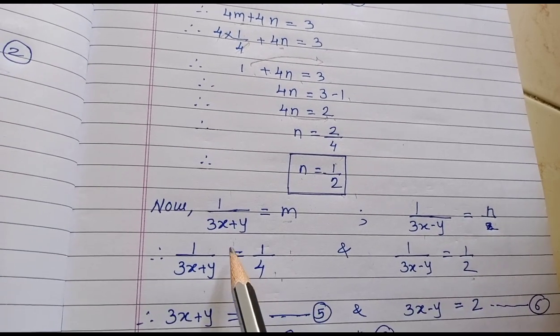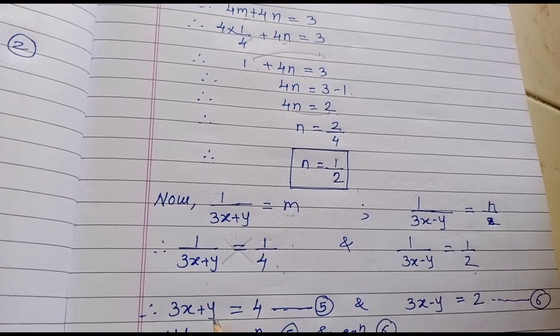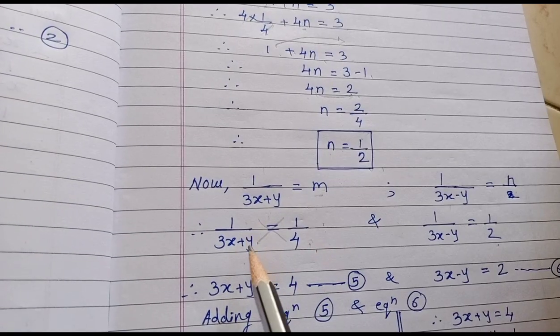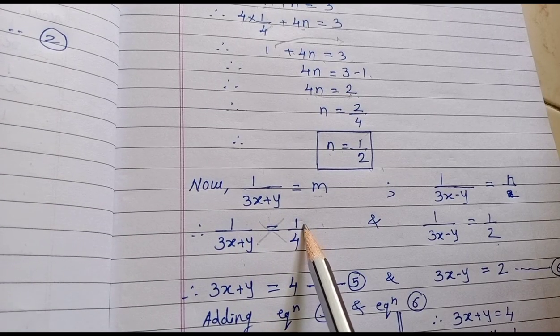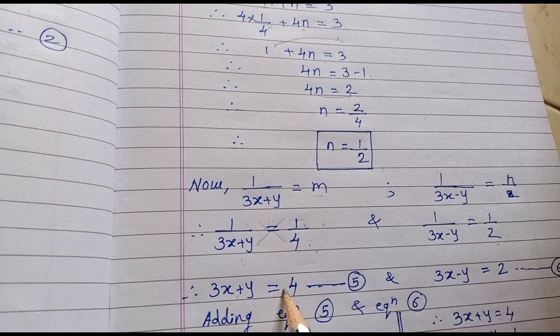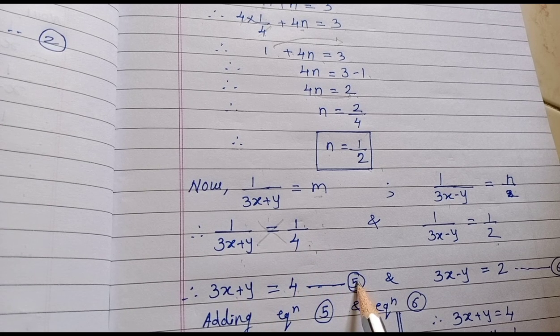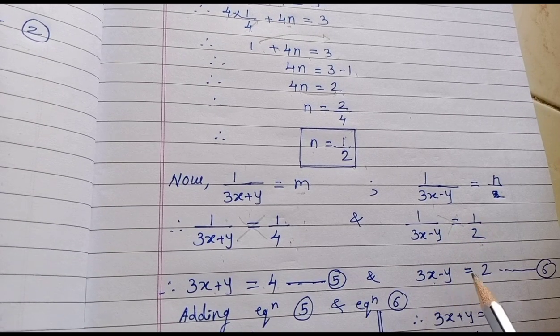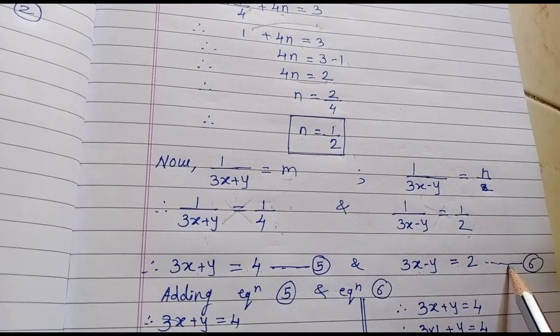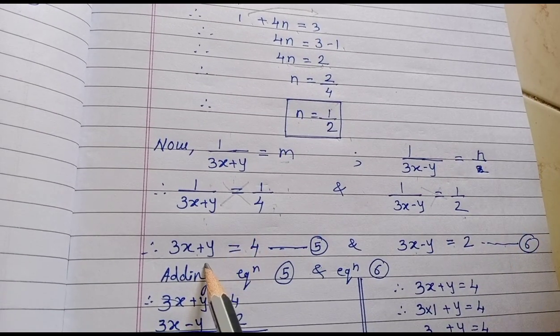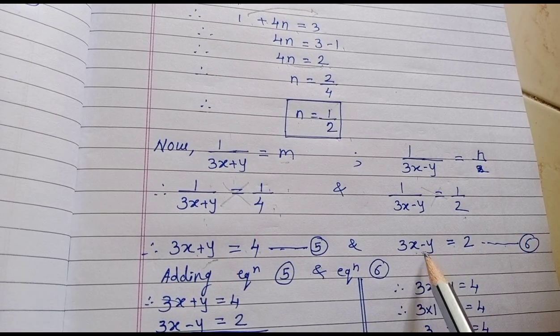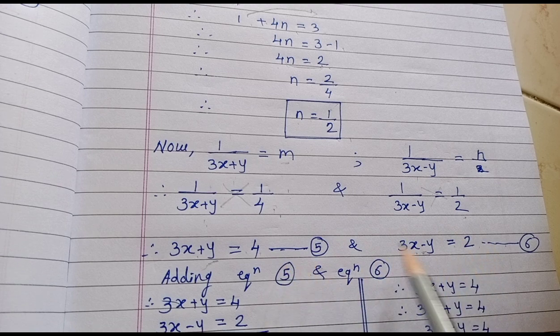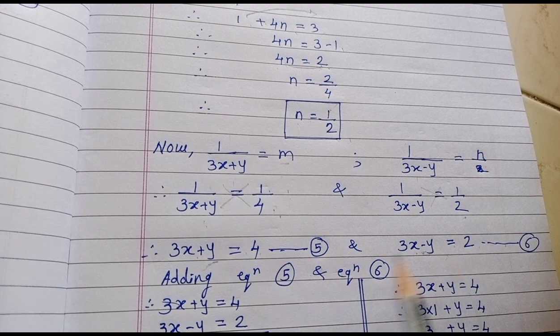Okay, now do cross multiplication. Then 4 1s are 4, 3x plus y 1s are 3x plus y. Therefore 3x plus y is equal to 4. That is your fifth equation. Here also cross multiply, then 3x minus y is equal to 2. That is your sixth equation. Here plus y and minus y. When you add these two equations, both cancel because of the different sign.